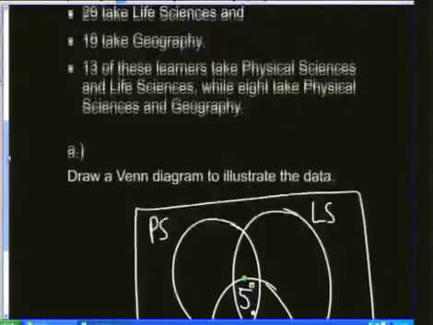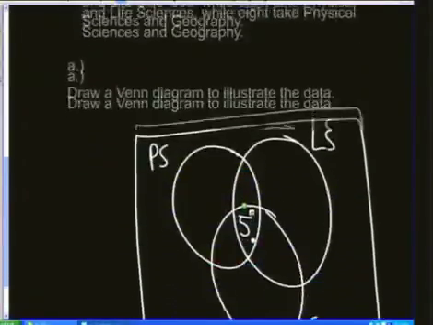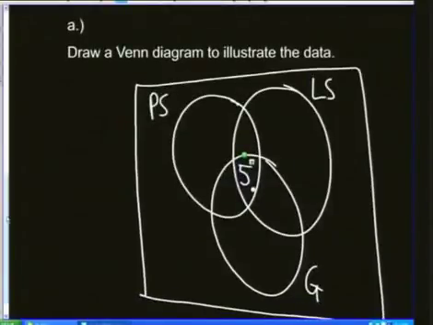Now, we know that 32 take physical science, but how are we going to do that? Because some are taking physical science and life science as well. Some are taking physical science and geography. And so this whole circle tells me that there are 32 in there, but I don't know how many are in there. So let's go and find how many are in this overlap.